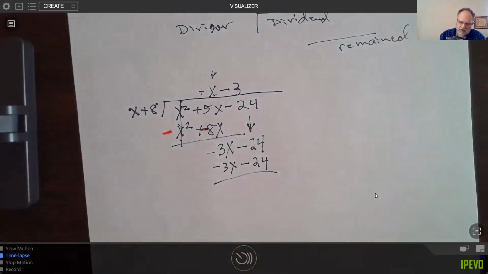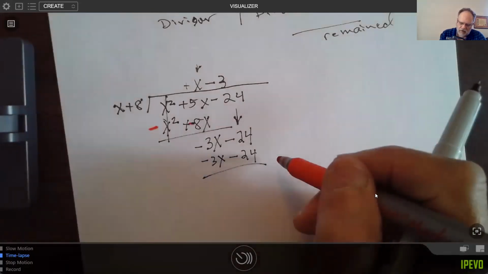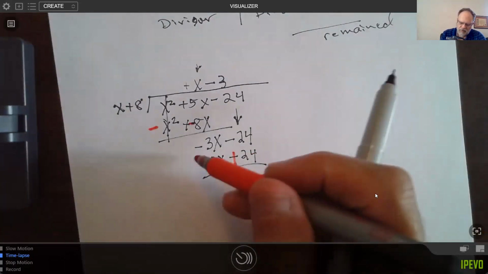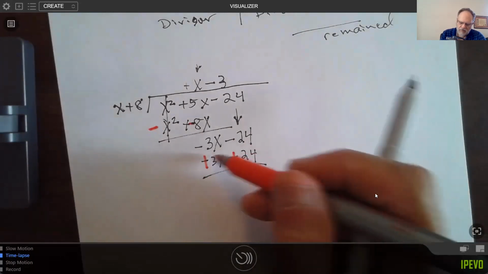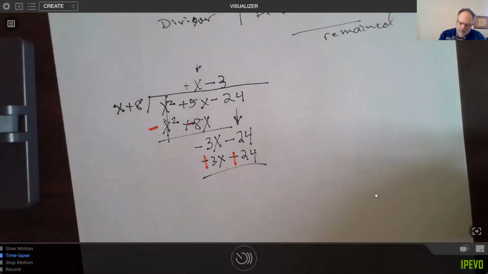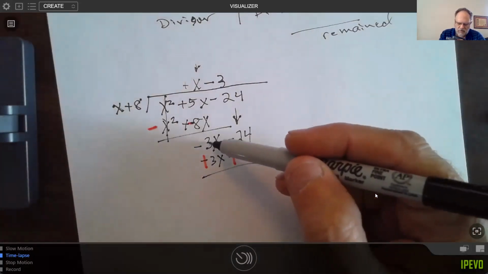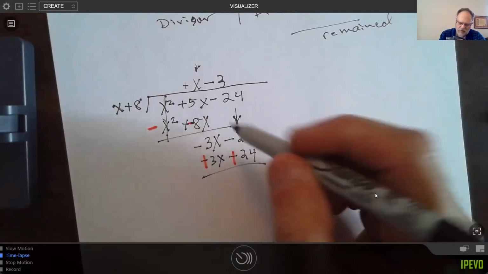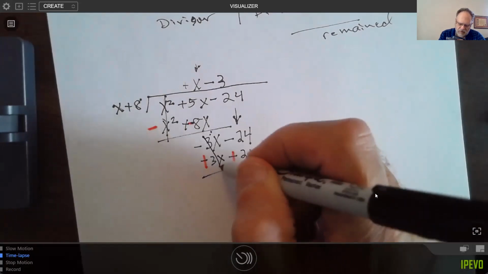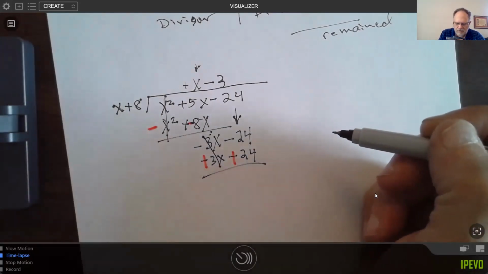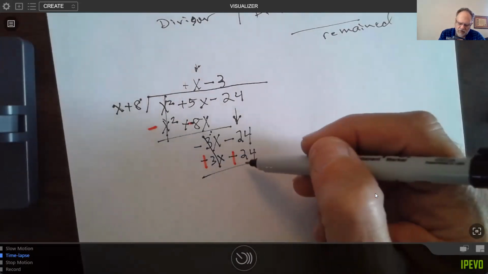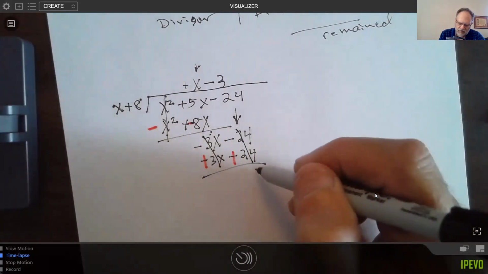So what do we do with this bottom row? We subtract. So we change the signs. Distribute a negative. And that makes the minus sign a plus for the 3x, makes the minus sign a plus for the 24. So we have a negative 3x and a positive 3x. The signs are opposite. Negative 3 minus 3 is 0. So that eliminates the x's, and then a positive 24 and a negative 24, those go to 0.